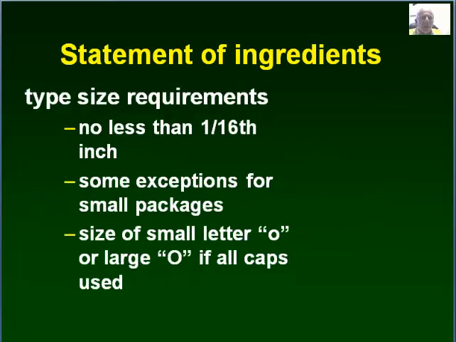And again, there are type size requirements for the ingredient statement. They can't be less than 1/16 of an inch. There are some exceptions for very small packages. If you get into a small package, say of crackers, where you wanted the actual ingredient statement on the small package of the crackers, rather than say that you've got 8 small packages within a larger package, where you will have that on either the principal display panel or the information panel of that larger package. But if you wanted to have that on the smaller, individual package, then the package being very, very small, you wouldn't need to have it as 1/16 of an inch.